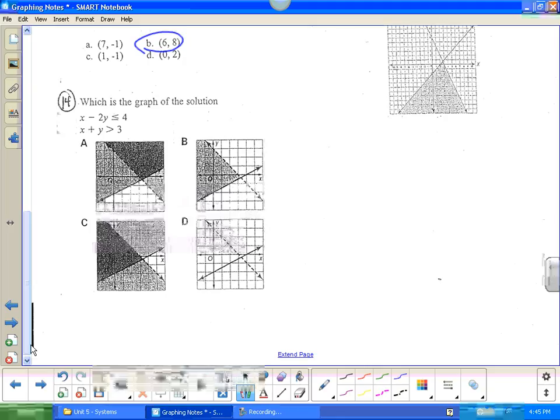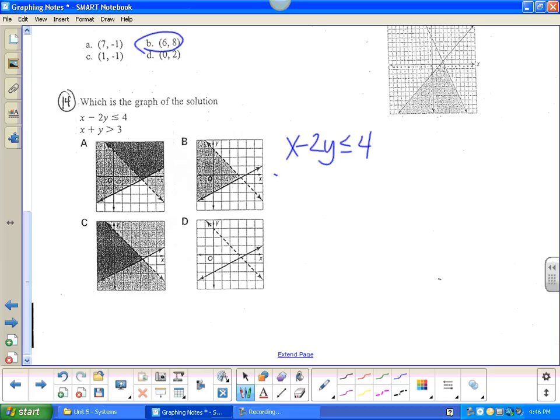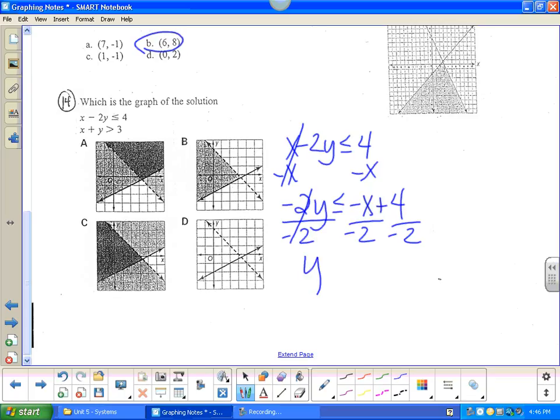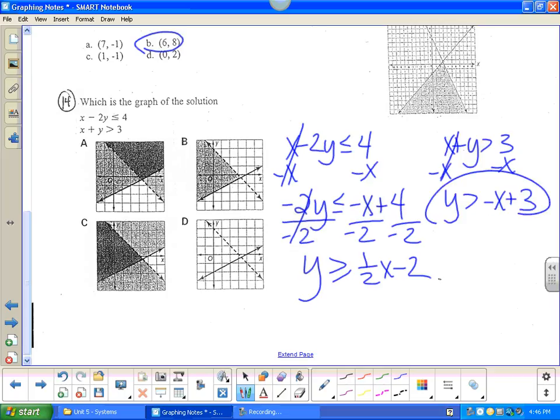Number 14, it wants me to graph, so I'm going to take both of these equations and solve them for y. Now you have to be careful with inequalities, because if you divide by a negative, you have got to flip your sign. So make sure you watch out for that. And the other one, much simpler. So I'm graphing that guy and that guy. So I've got one solid and one dotted.